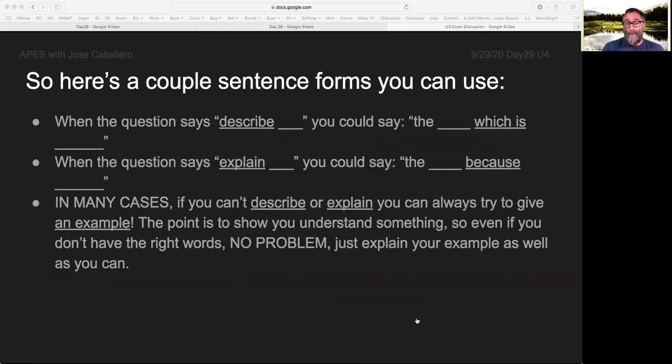And if it helps you, here's a few sentence forms. Like if the question's asking for a description, you could say the blah, blah, blah, which is blah, blah, blah, because you're describing. And if it says to explain, you would say the blah, blah, blah, because reasons. If you can't describe or explain, you can give examples.